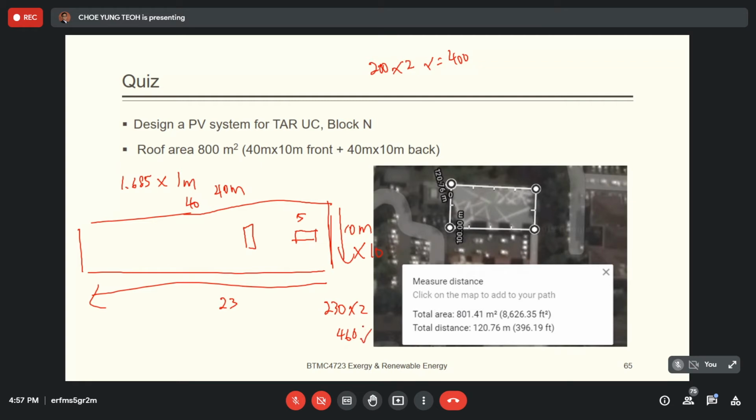So I can fit in 460 pieces of panel, not 474, because we cannot cut the panel in half. Of course, you can put a combination of vertical and horizontal, but it will be a bit difficult, and normally we won't do that. Yes, you cannot directly divide, unless you can cut the panel into smaller pieces. Or else you have to check vertically and horizontally how many pieces you can put. So in my calculation, the maximum I can put is 460 modules.